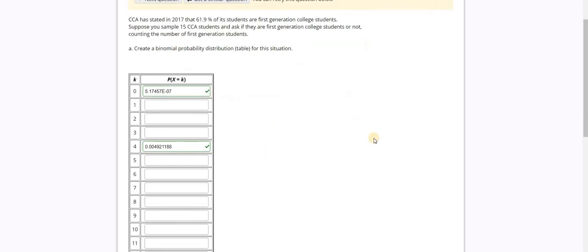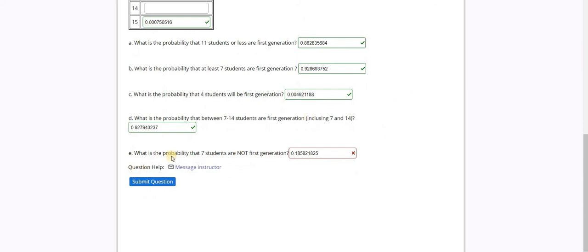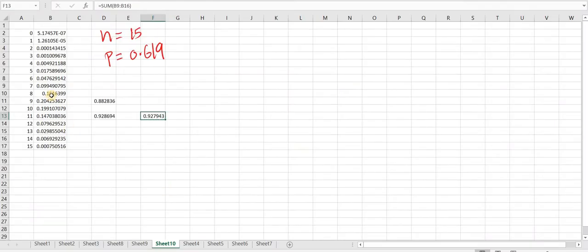Okay. The last one. What is the probability that 7 students are not first-generation students? Let's think about it. So you can answer it in 2 ways. The first way, you can say, okay, if 7 students are not first-generation students, this is similar to saying 8 students are first-generation students. And that means the probability of 7 students are not first-generation students is the same as the probability of 8 students are first-generation students. Because if 7 are not first-generation students and we have only 15, that means 8 are first-generation students. So the complement rule we're going to use here.